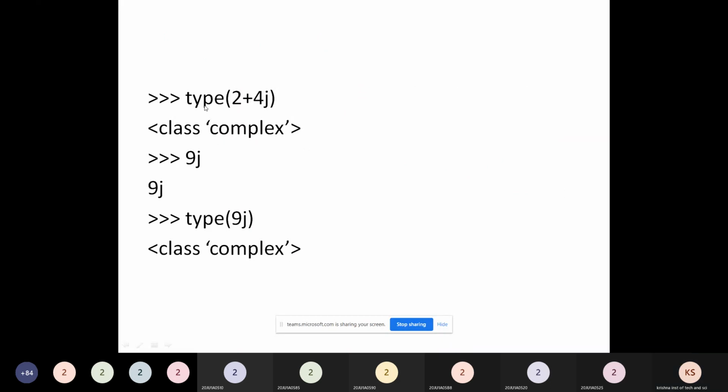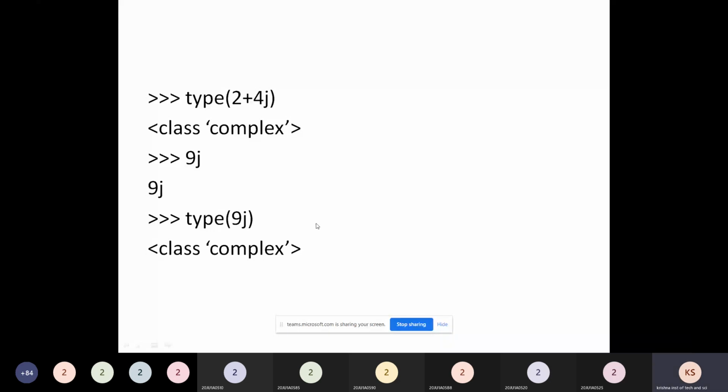Some examples: if you want to know whether it is a complex or int type, use the type function. Type of 2 plus 4j is the complex data type, so the class is complex. You can also give only the imaginary part, 9j. This is the imaginary part and the other is the real part. So 9j can be displayed, and type of 9j gives you complex, which is also a complex number.